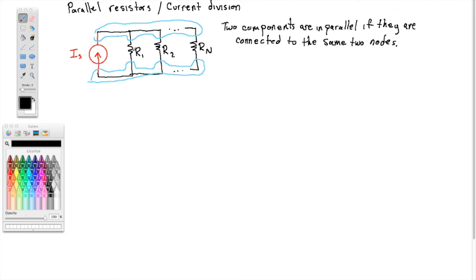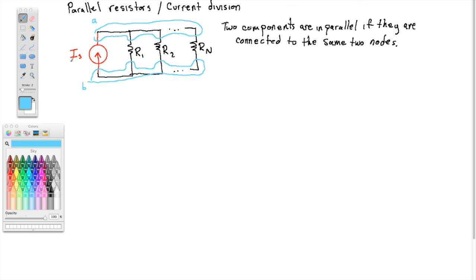Okay, so R1 here is connected to the top node, call that node A, and the bottom node, call that node B. R2 is also connected to A and B. In fact, all of these resistors are connected to A and B. So they're all in parallel. And they're all in parallel with the current source, which is connected to nodes A and B. So this is one big parallel circuit. So this is the dual of the previous problem.